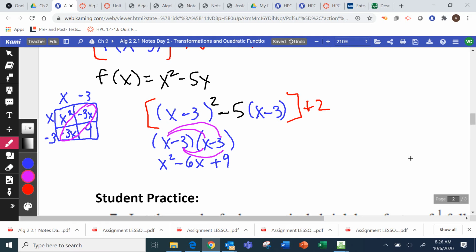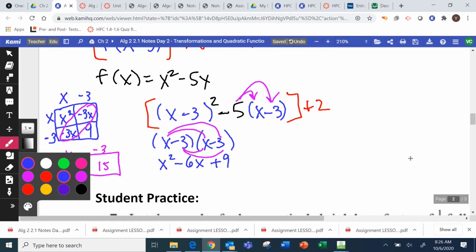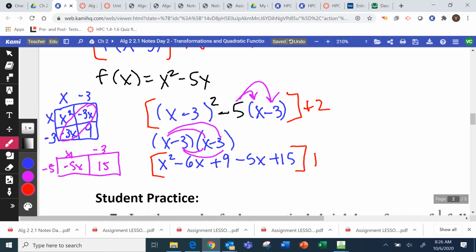The other part, we have to multiply negative 5 times x minus 3. Again, we can distribute, or you can use the box method for that as well. You would have negative 5 and then x minus 3. I made a really big box for that one, sorry. So it would be negative 5x, and that would be positive 15. You could do it either by distributing or by doing the box method. Either way, we should get negative 5x plus 15. And then we still have that plus 2 on the outside.